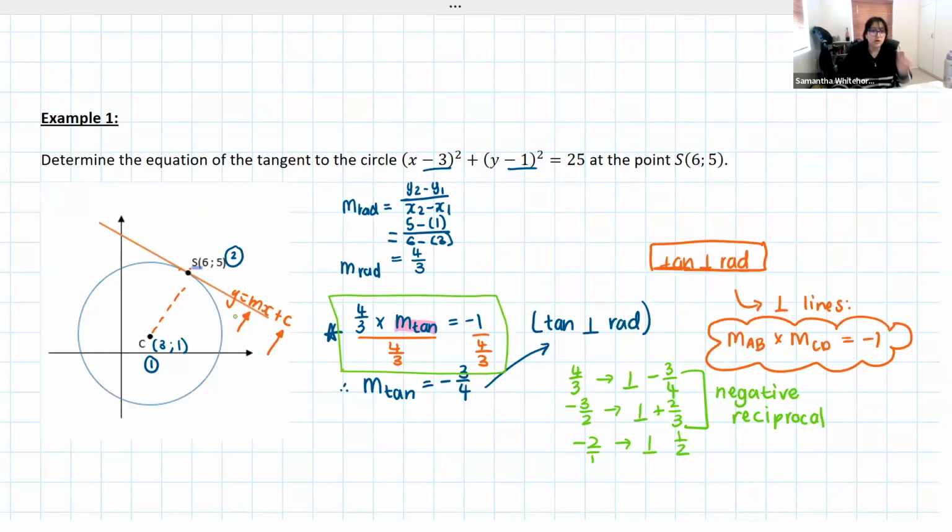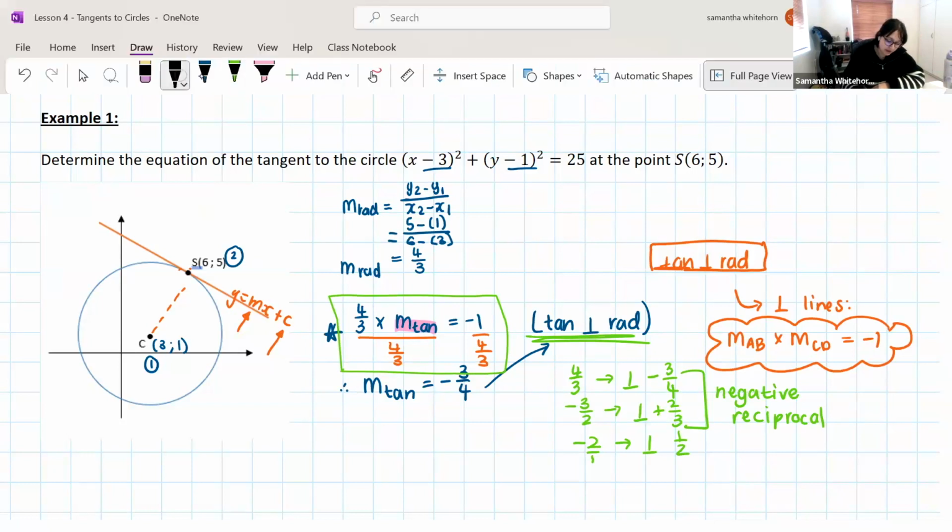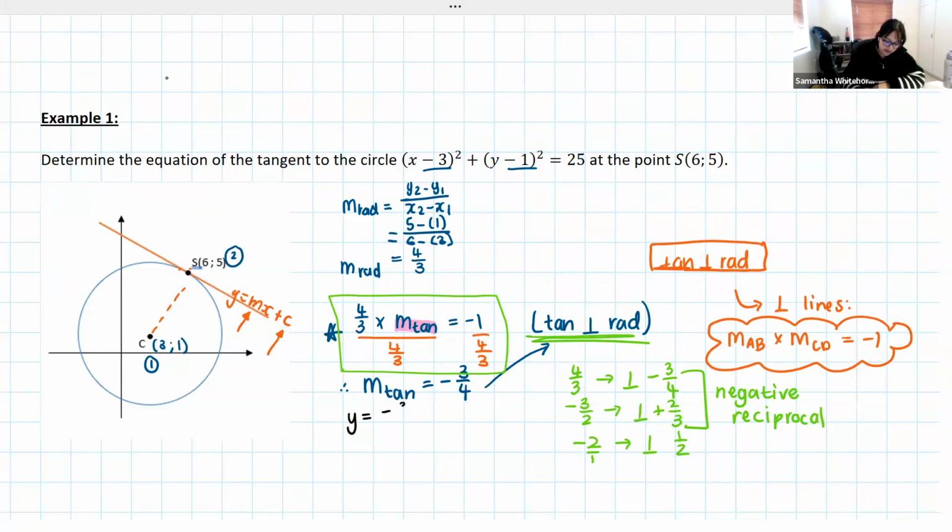So you don't have to show this working out over here. Obviously, you're more than welcome to. There's nothing wrong with that. But if you just want to flip, change the sign, work with your negative reciprocal, that's absolutely fine. You're going to give your reason anyway. So what we have now established is that y is equal to -3/4 x plus c. So I still need to work out my c value, which represents my y-intercept.